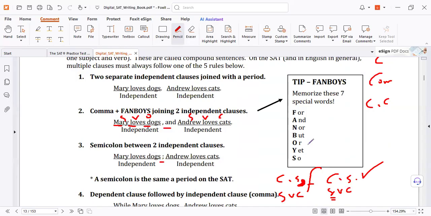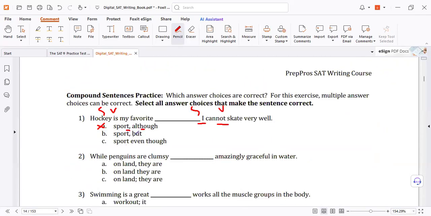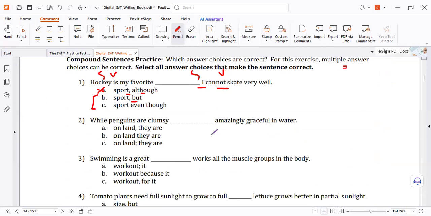For, and, the rest of the FANBOYS: if you find one of them, you need a comma. We found the and. We found the but. So both of them are correct because the question says your answers can be correct. We tested the structure here.